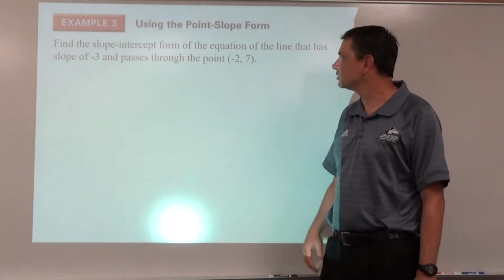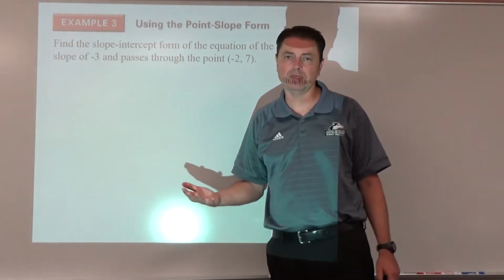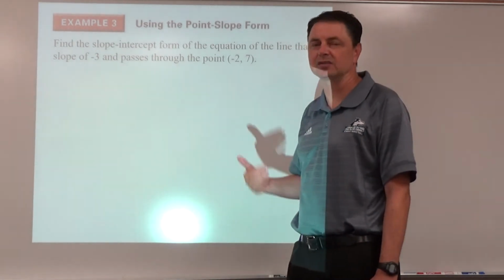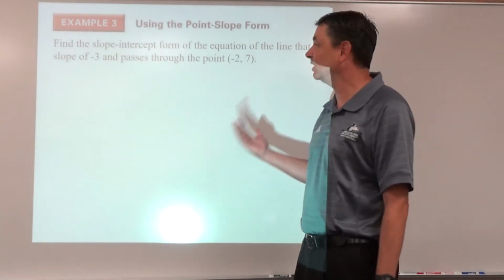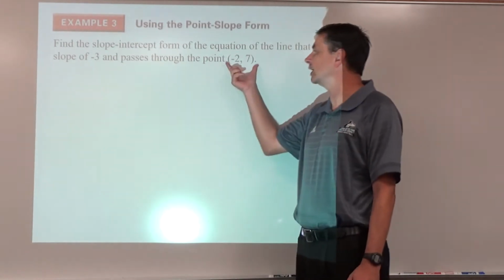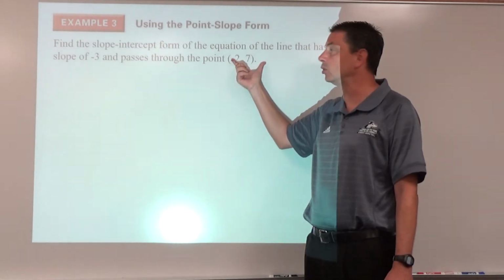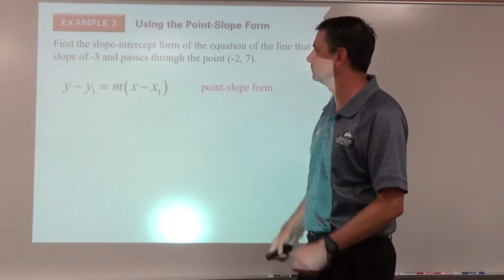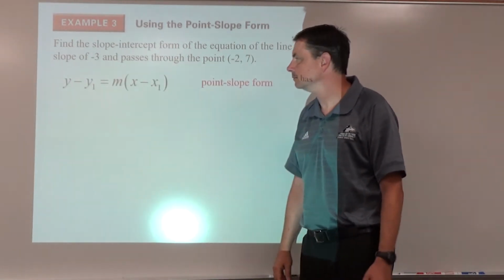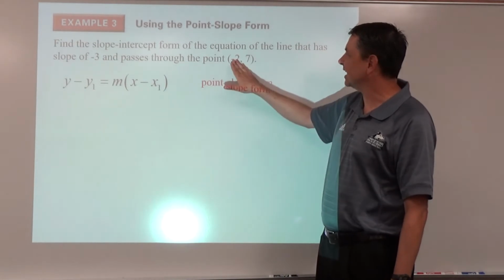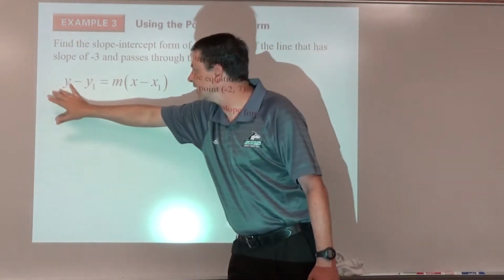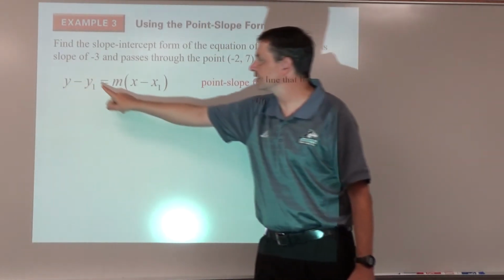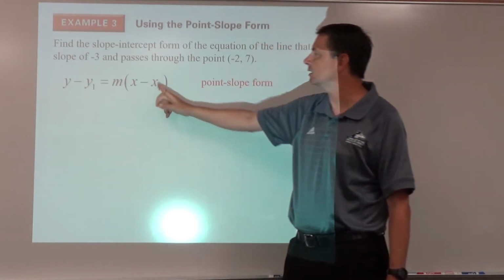So the issue is that we do not know the b. So using y equals mx plus b would be tricky in that we do not know the b. But we do know just a generic point, a point, and the slope. So we can use that point-slope form. So this is x1, y1, y gets left alone, x gets left alone. We're going to substitute here, here, and here.